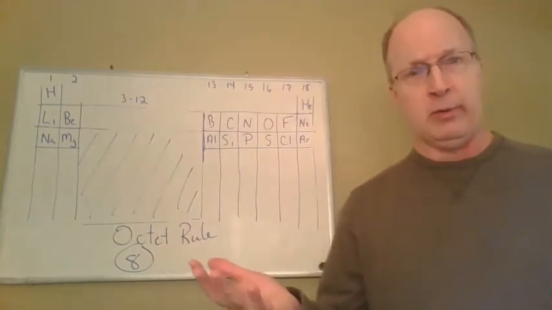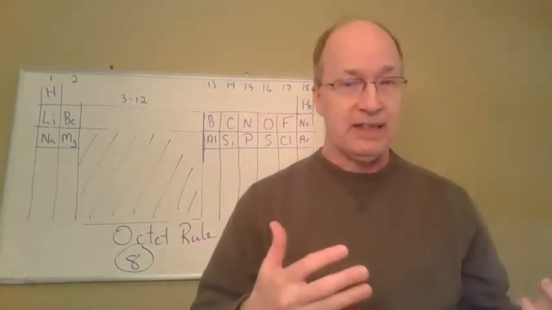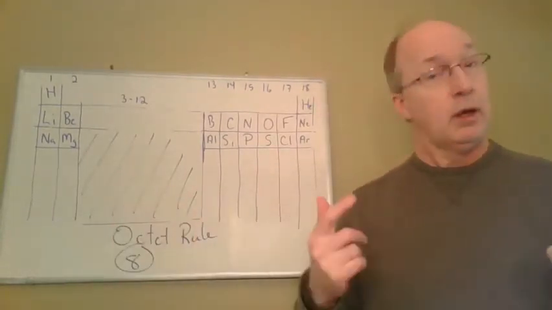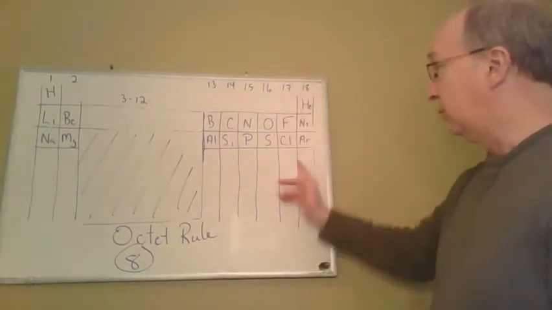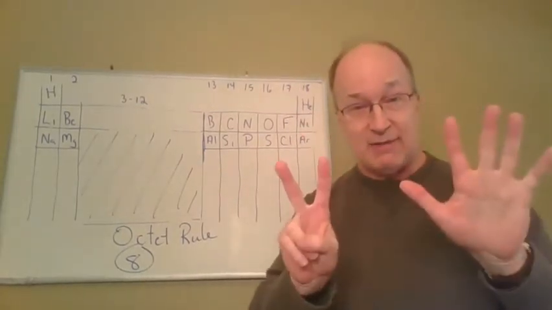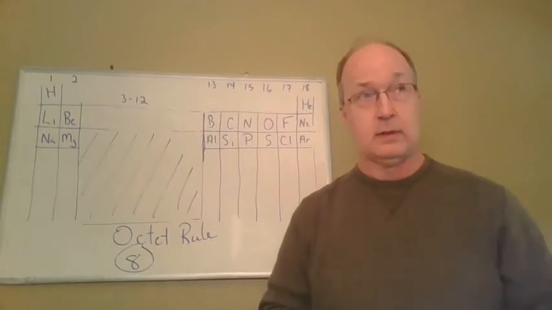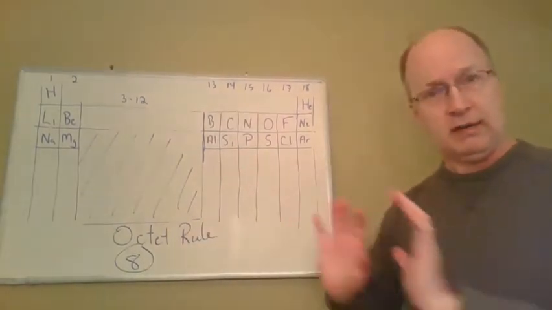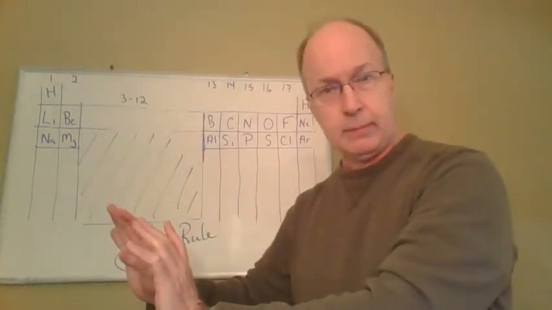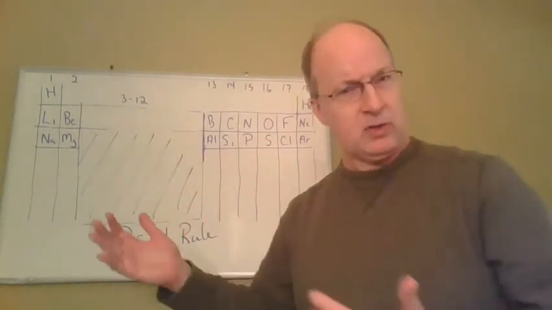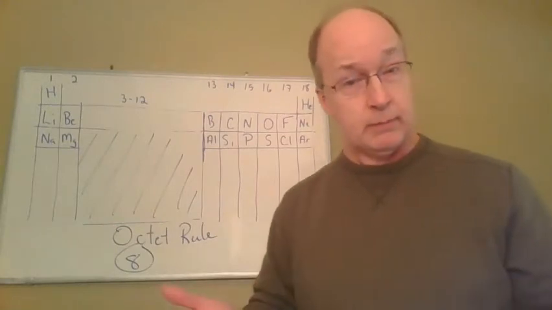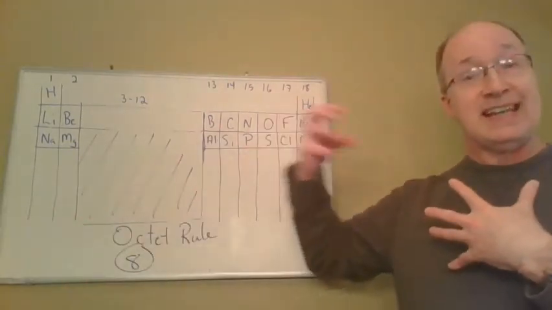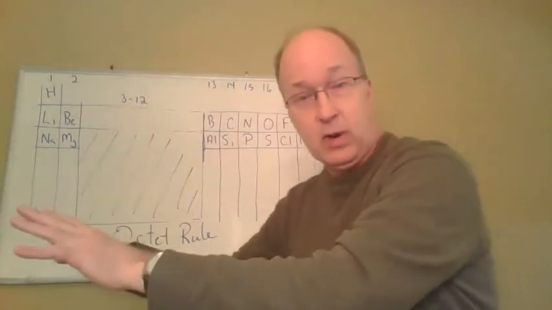Well, Mr. Morgan, how do I know which one it does? Well, typically it does whichever is easier. For instance, in this column, fluorine and chlorine have 7 valence electrons. Do you think it would be easier for them to gain 1 or to give away 7? Well, if you said it seems like it would be easier just to gain 1, you're right. It's much easier if you have 7 to get 1 more than it is to give 7 away.